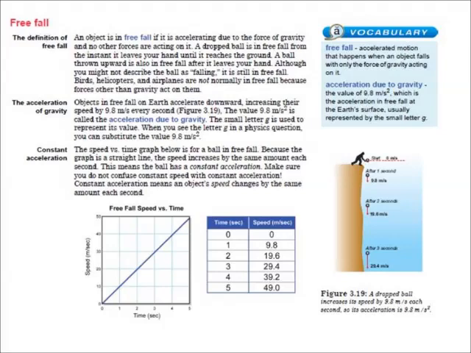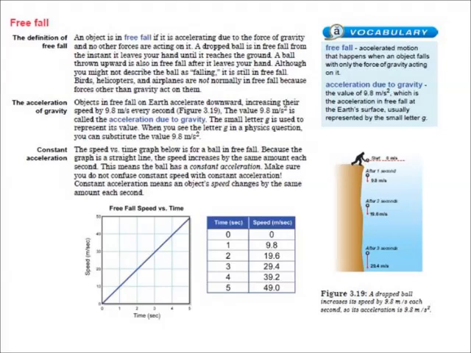Objects in free fall on Earth accelerate downward, increasing their speed by 9.8 meters per second every second. The value 9.8 meters per second squared is called the acceleration due to gravity. The small letter g is used to represent its value. When you see the letter g in physics questions, you can substitute the value, 9.8 meters per second squared.